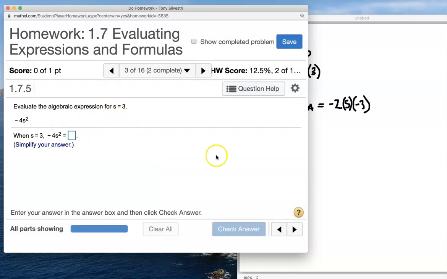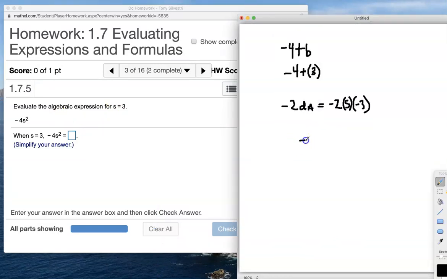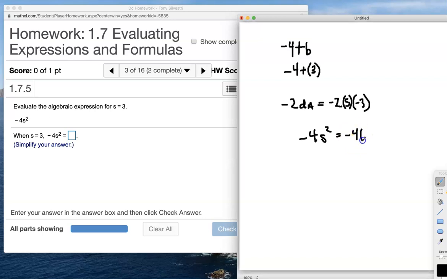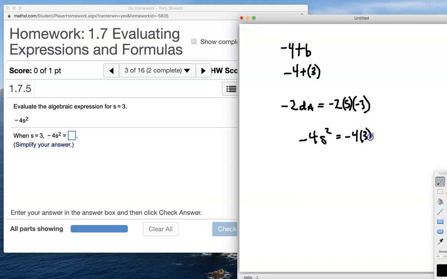Okay, so I'll do this one: -4 s squared. I'll do this one because exponents tend to get a little tricky. Everywhere you see an s, I put 3 in parentheses. See, 3 in parentheses, and then you square it.